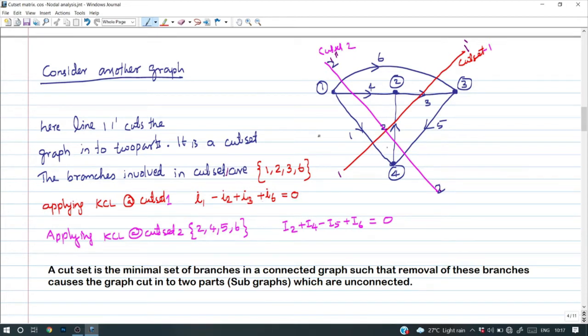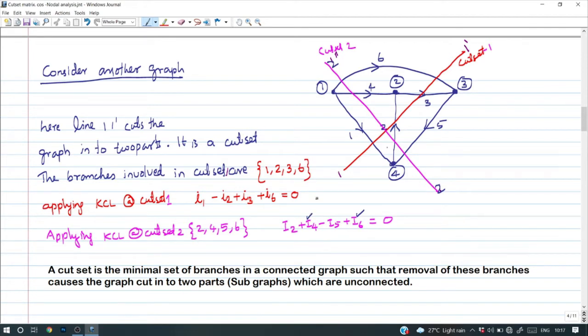In a similar way, when we are considering cut set 2, the branches involved in cut set 2 are branch 6, branch 4, branch 2 and branch 5. When we are applying KCL at cut set 2, what is the sign of I6? It is moving from left to right towards cut set 2, so it is positive. Plus I6 will come like this. Similarly, the fourth branch current I4 is again moving from left to right towards cut set 2, so it is taken as positive.